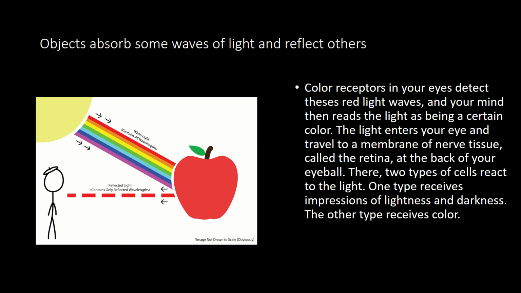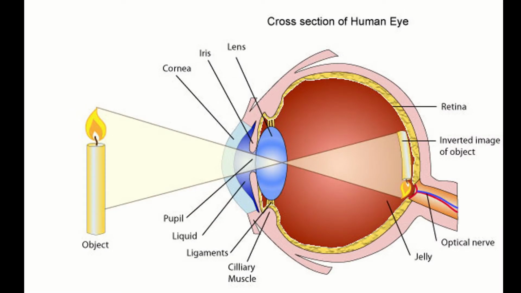So objects absorb some waves of light and reflect others. For example, here in the red apple, the white sun sends all the colors in a white beam of light, but then the apple absorbs all the colors and only reflects the red one. Here is a cross-section of the human eye and how objects and colors enter the eye and are actually sent upside down, but our brain puts them upside right again.